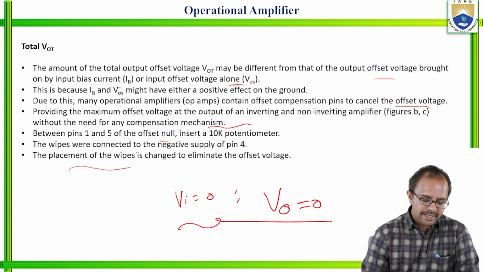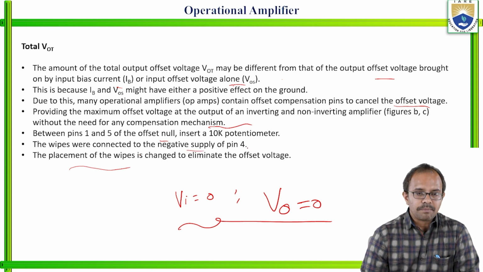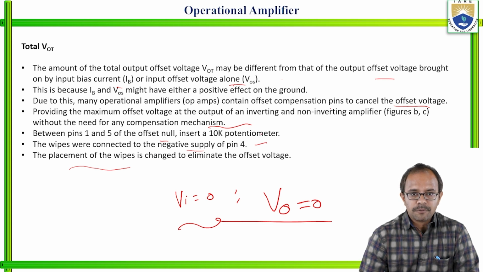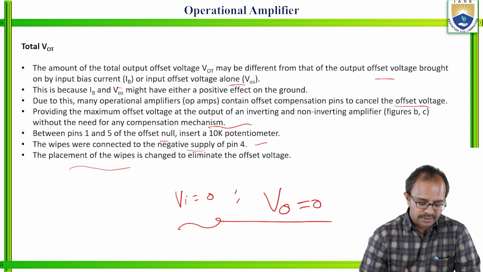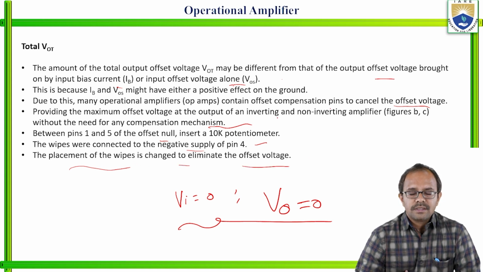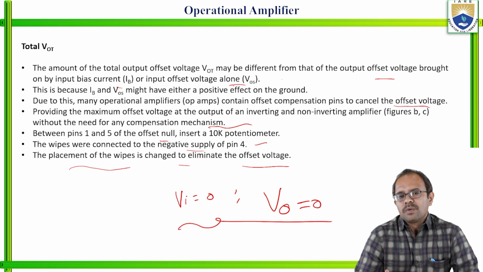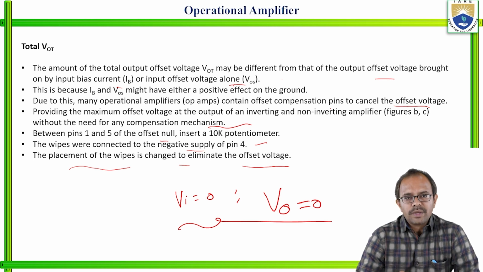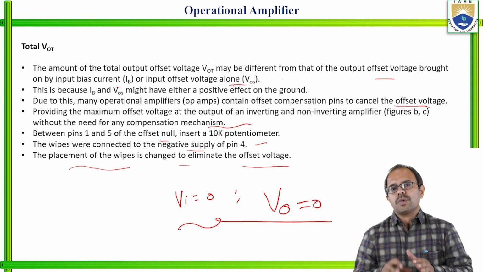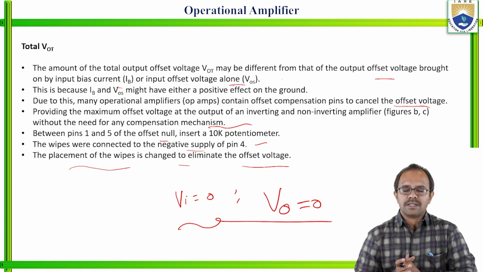These wipers are usually connected to the negative supply of pin 4, negative biasing voltage, and the placement of the wipers is changed to eliminate the offset voltage. So what are we going to talk about here? On which are we going to focus? It is nothing but the offset null.